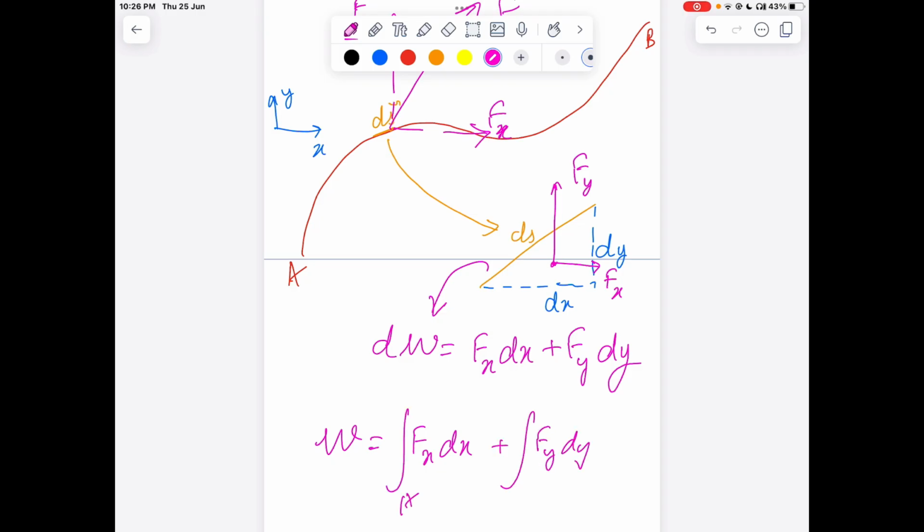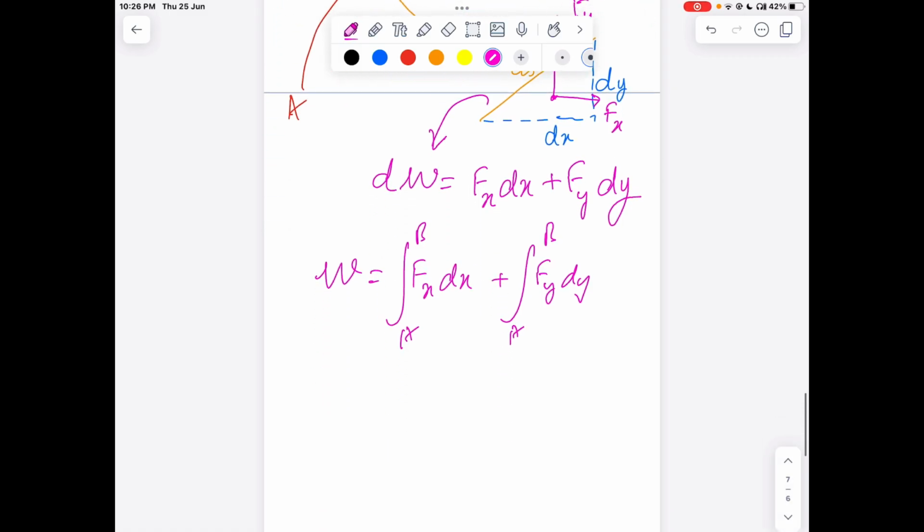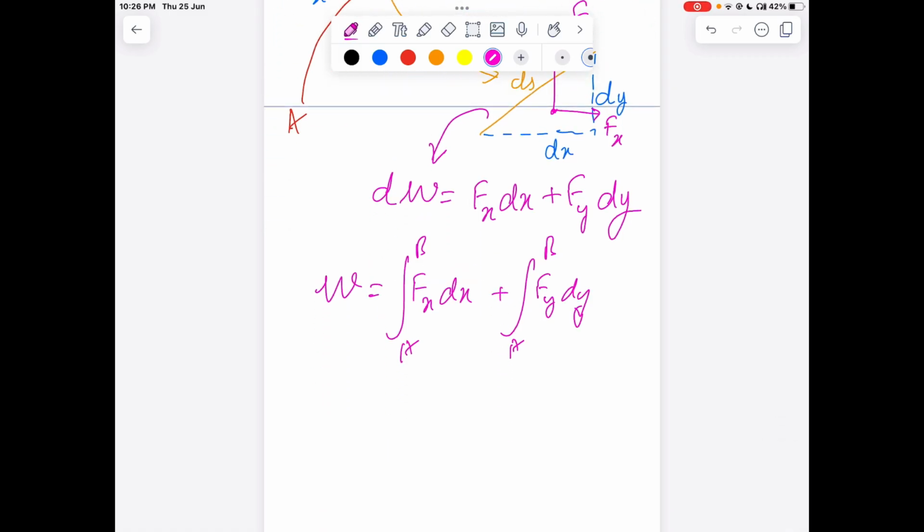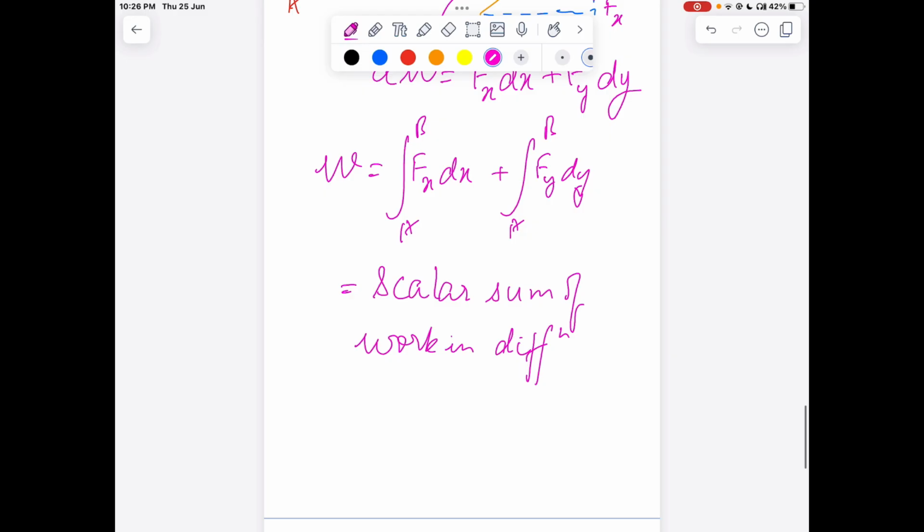integral from a to b, right? In other words, it's the scalar sum of work in different orthogonal directions.